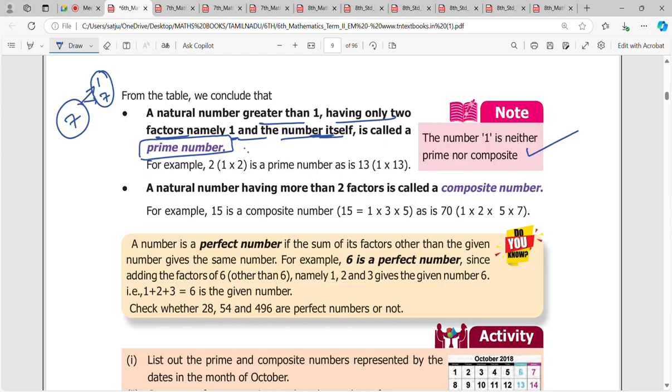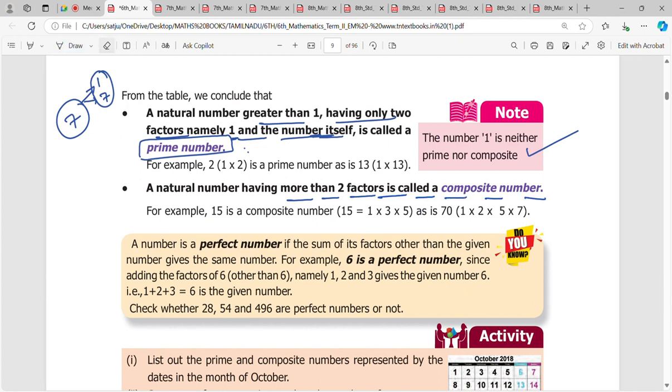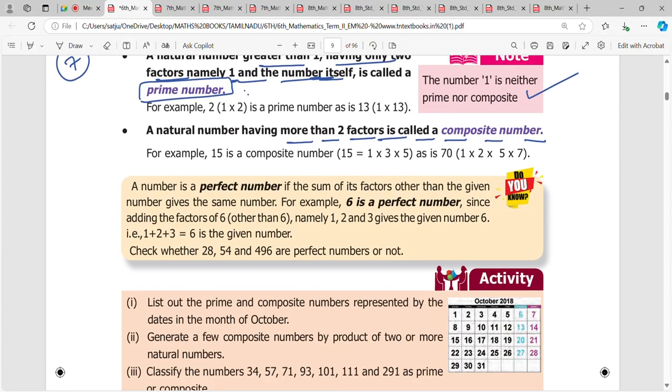Sorry. So next is nothing but the composite number. Composite number I mentioned already. It has more than 2 factors. Then you can call that a composite number.